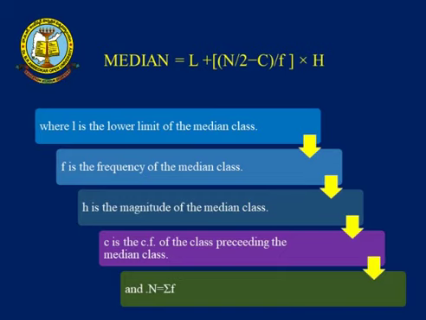L is the lower limit of the median class. F is the frequency of the median class. Next, H is the magnitude of the median class, or the length of the class interval. C is the cumulative frequency of the class preceding the median class, and capital N is equal to the sum of the frequencies, that is denoted by summation F.